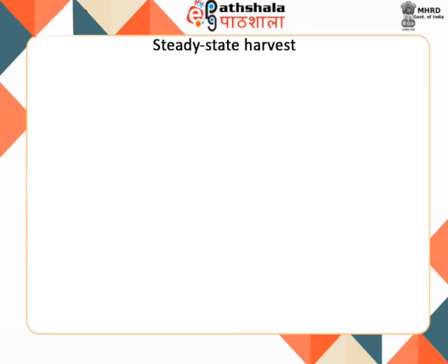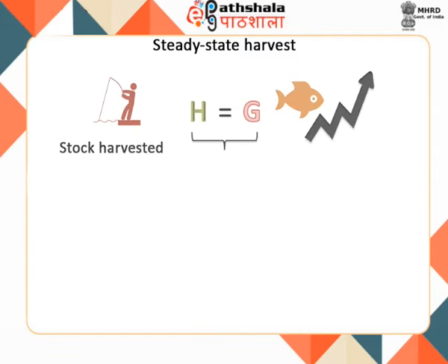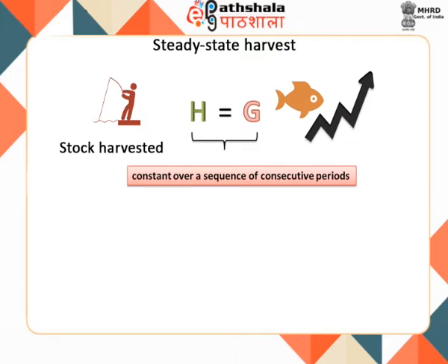Let's now study the concept of steady harvest. For a period of time, the stock being harvested, H, remains equal to the amount of net natural growth of the resource, G, and these magnitudes remain constant over a sequence of consecutive periods. It is called steady state harvesting. The constant magnitude being harvested is called the sustainable yield.